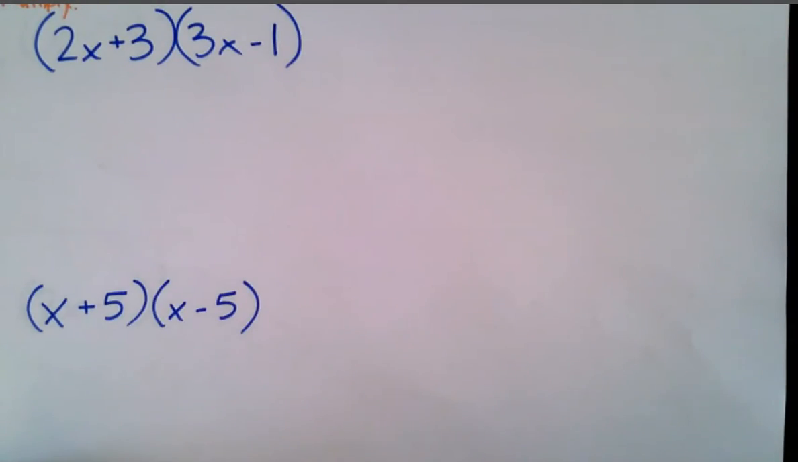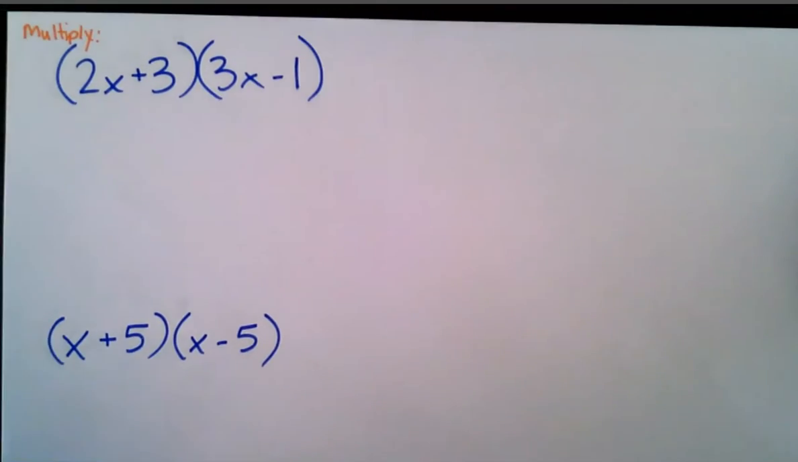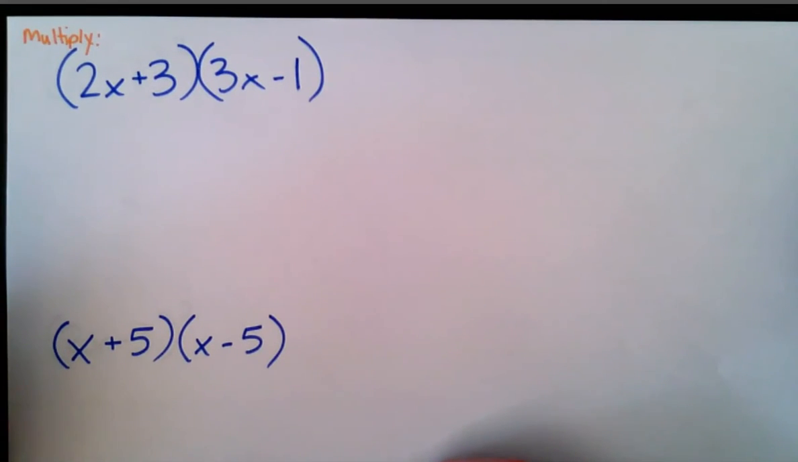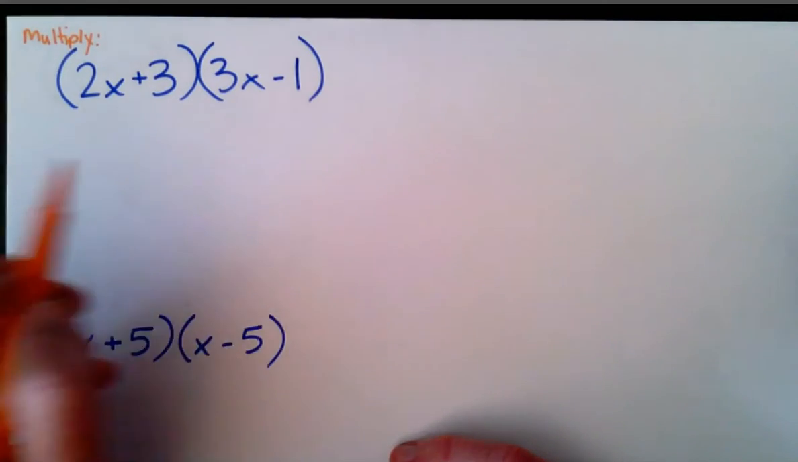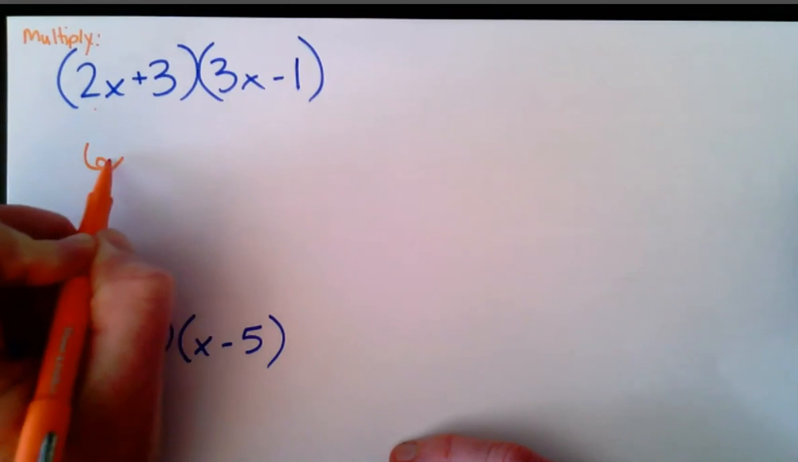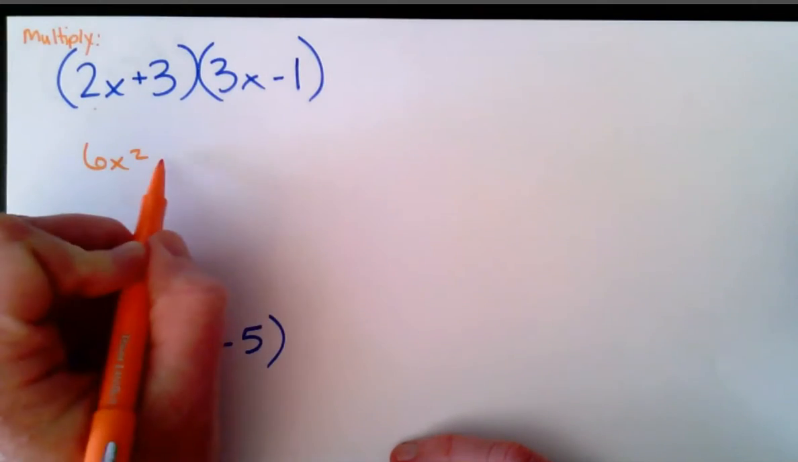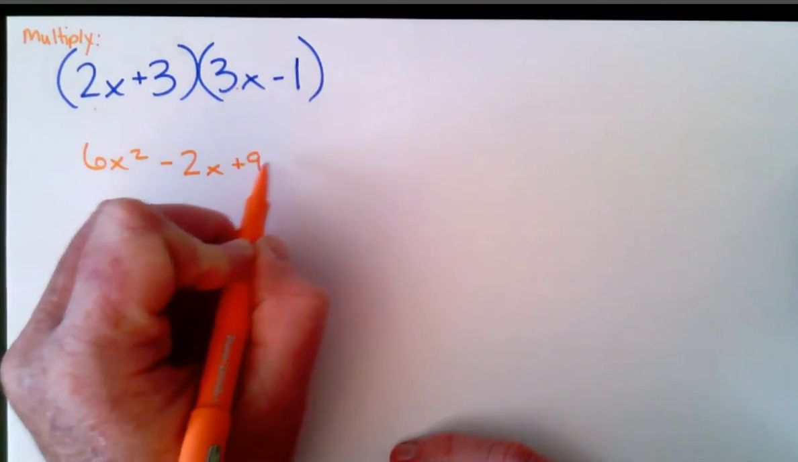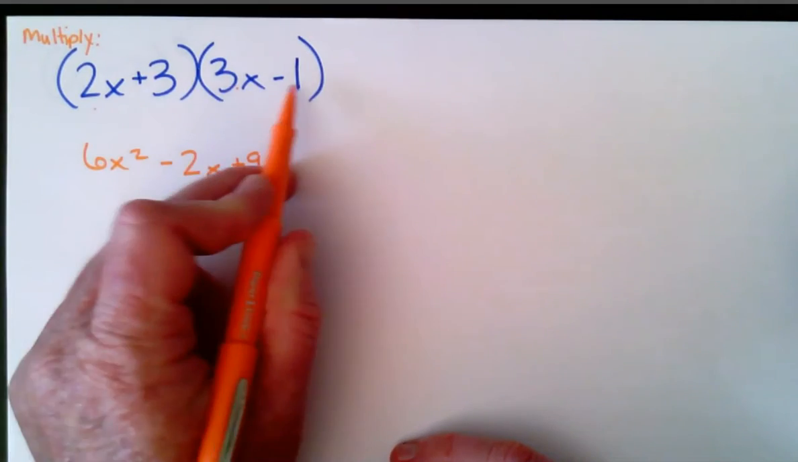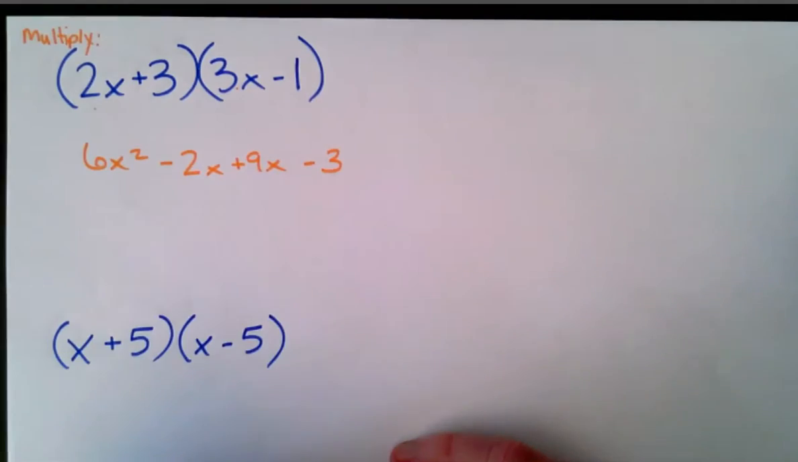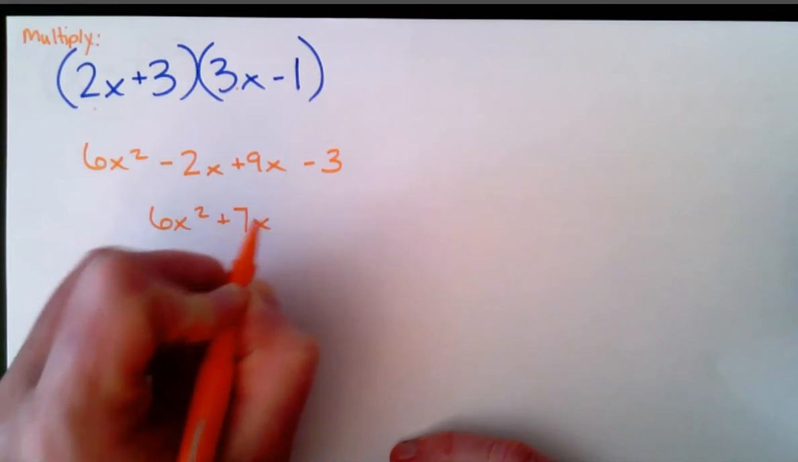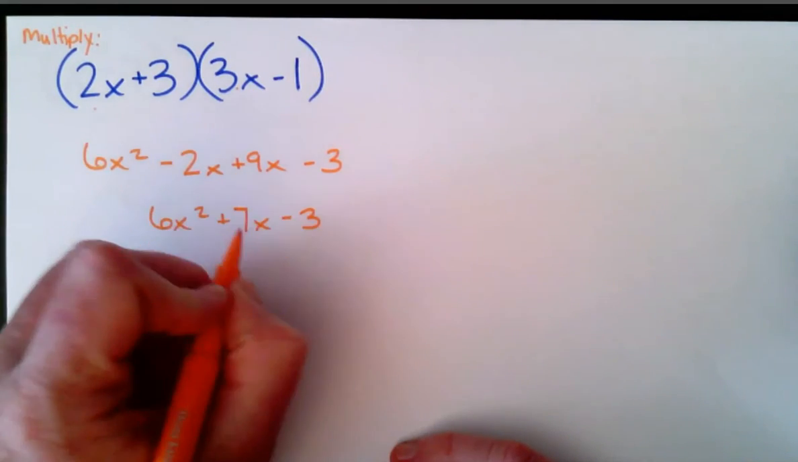All right, so let's take a look at a couple other examples. You should pause here maybe and copy these down. So I'm going to go ahead and use the FOIL method because that typically becomes the faster method. So we'll take the firsts, the outers, the inners, and the lasts. And we combine like terms. Right, -2 and 9 gives us 7.